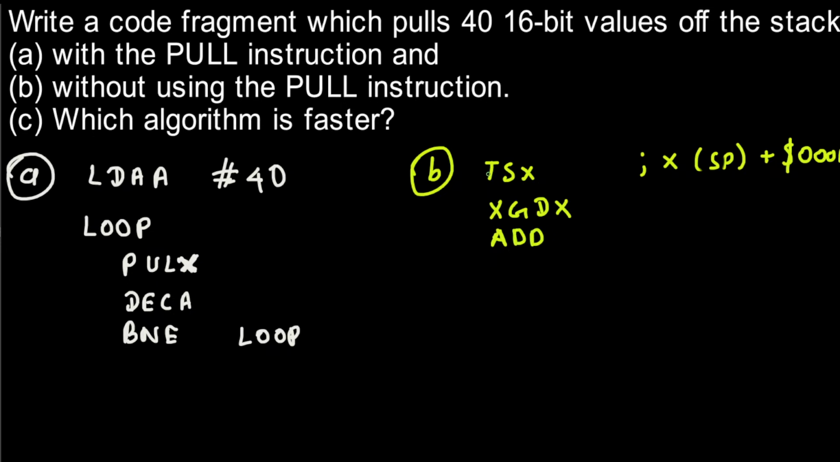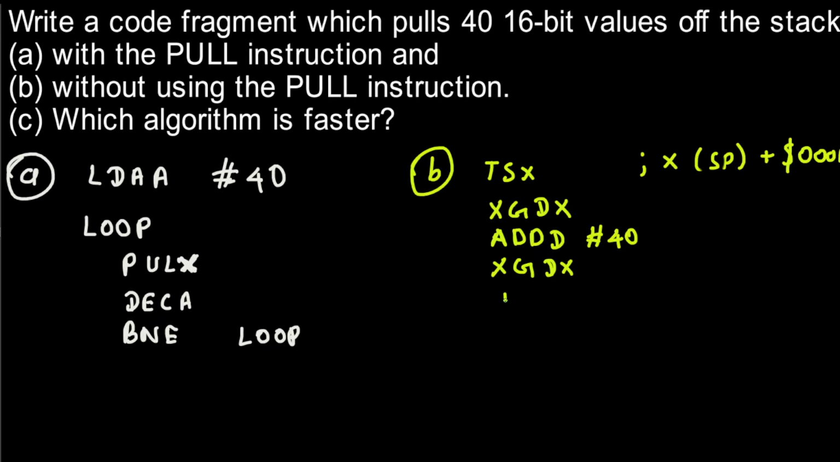So first we transfer the stack pointer to X, and we are switching X with D. Now the stack pointer goes to D. Now we are adding 40 to it, so now the stack pointer is added with 40. Now we are switching back, XGDX. Whatever value is stored in D is switched with X. So now whatever the stack pointer is, it's going to be in X right now.